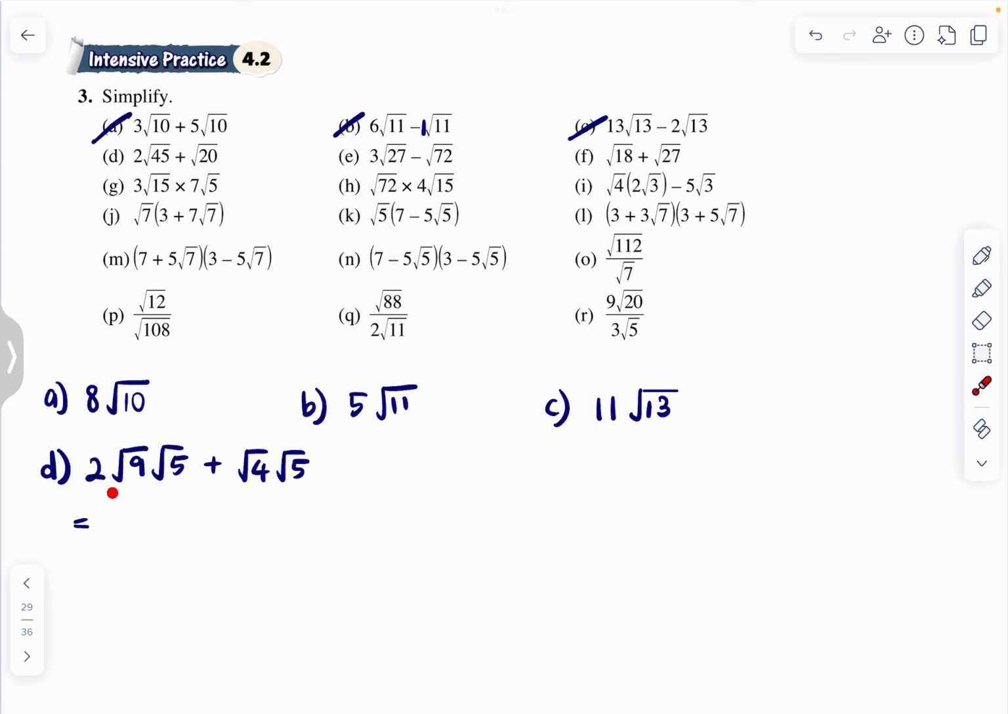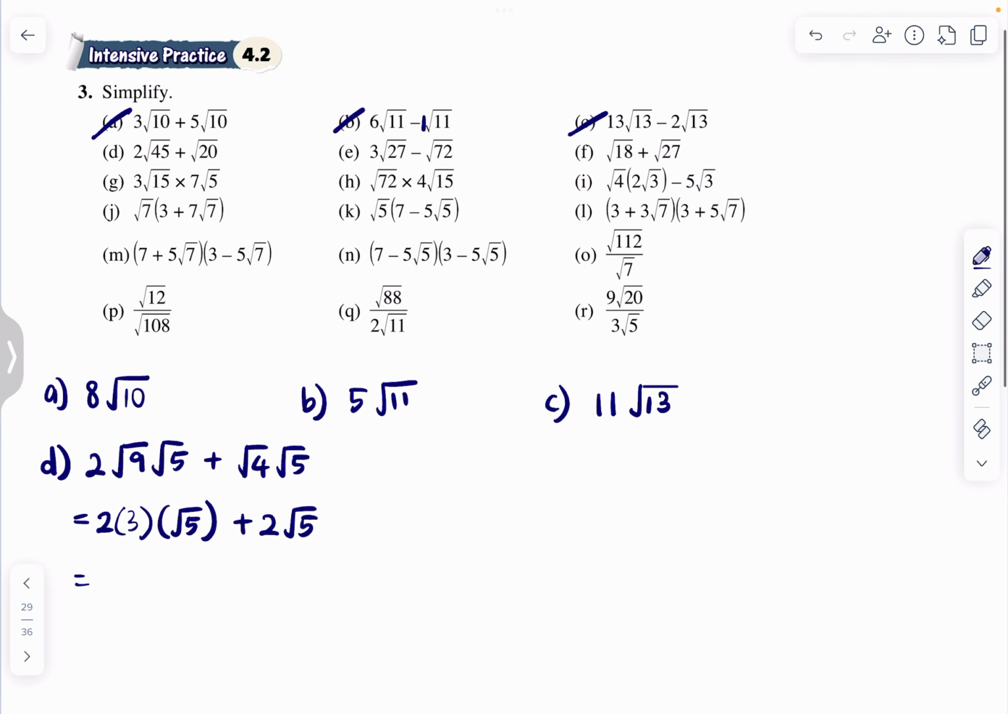So surd 9 is 3 and surd 4 is 2. So 2 times 3 times surd 5 plus 2 surd 5. So 2 times 3 is 6. So 6 surd 5 plus 2 surd 5. Now we can do our oranges comparison. So 6 oranges plus 2 oranges, 8 oranges.